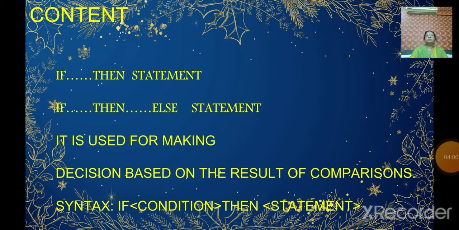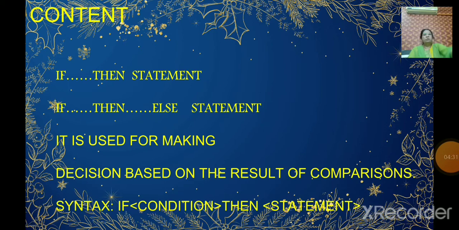So what is the syntax here? How to write the if then statement? First of all, if, then we put the condition, then the statement. If the condition is true, then the instruction specified after then is executed. If the condition is false, the control shifts to the next statement.